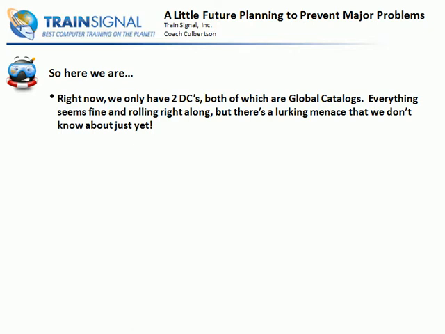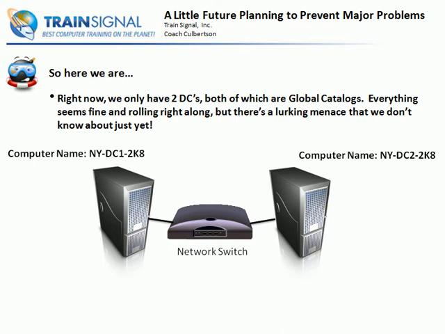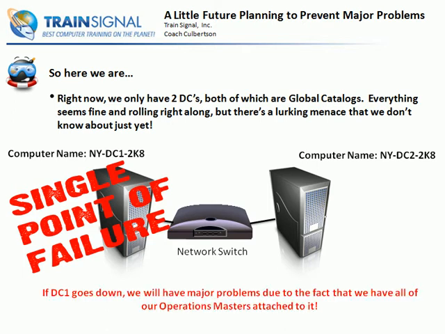So right now, here we are. We have two domain controllers, both of which are global catalogs. Everything seems fine, everything is rolling right along, but you know what? There's a lurking menace that we just don't know about right now, and that is this single point of failure. If NYDC1 takes a dive and becomes a quivering mass of metal, it's going to cause some significant problems in your network, and let me tell you why.